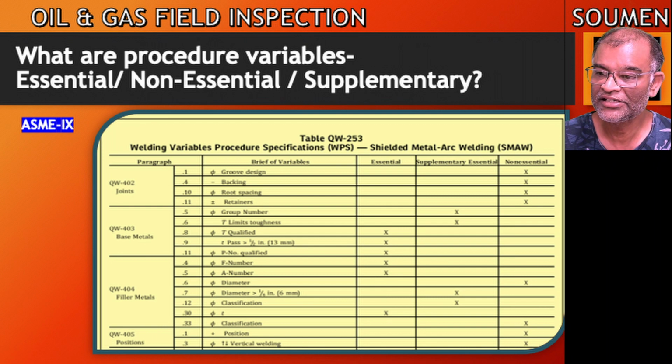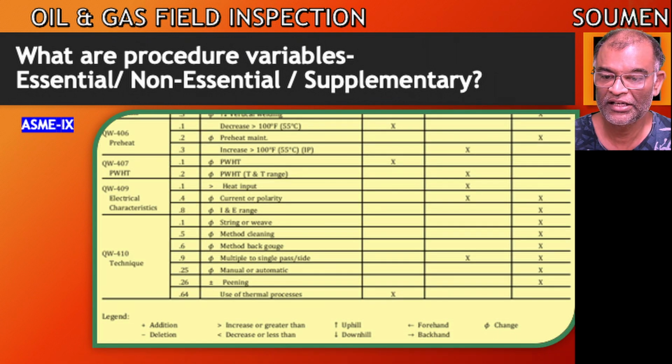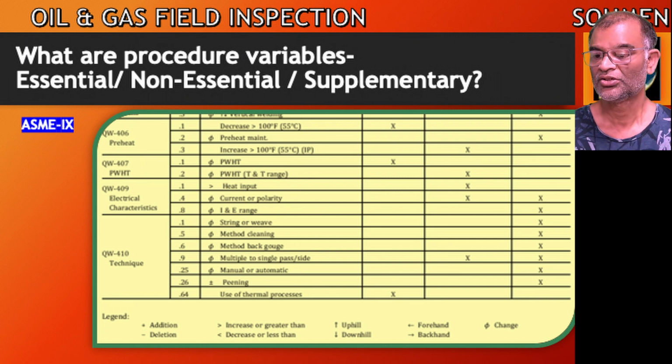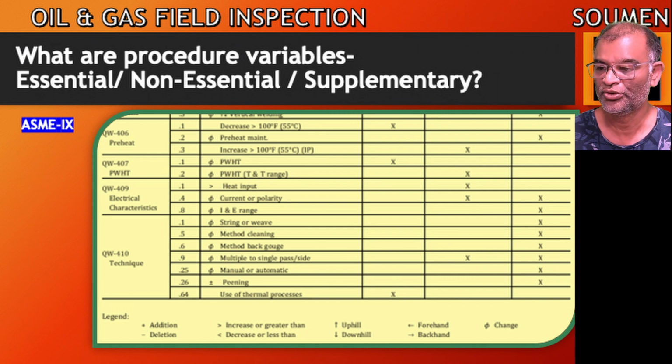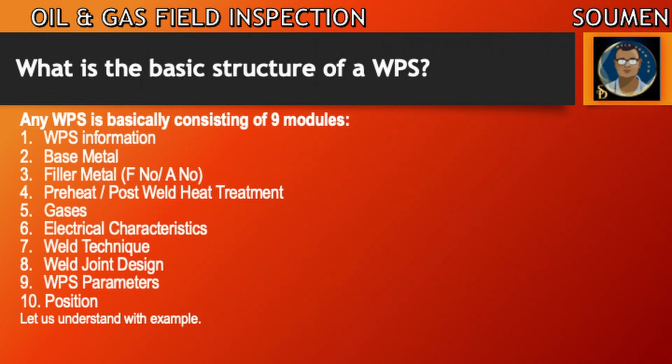In the second stage, you can see the base metals. In base metals, only the thickness qualified, QW403.8, is an essential variable for ASME. And in the next slide, you can see the continuation: preheat, post-weld heat treatment, electrical characteristics, technique. So from this table, you can easily understand for ASME which are essential, which are non-essential, and which are supplementary essential variables.